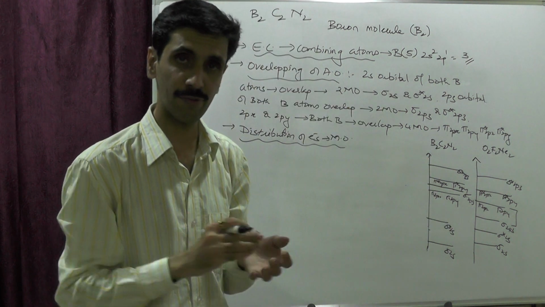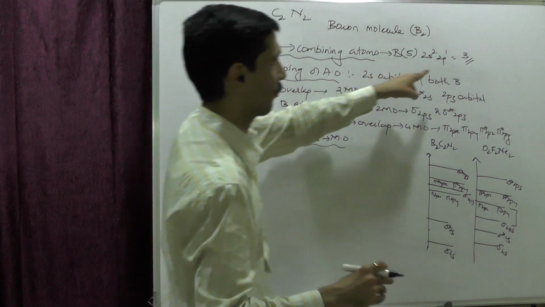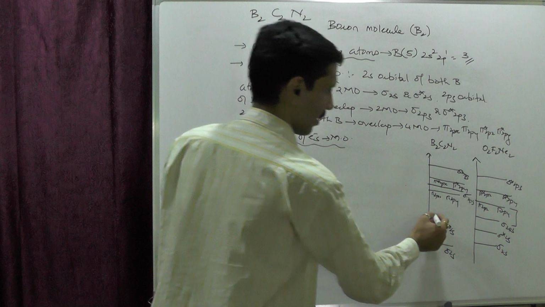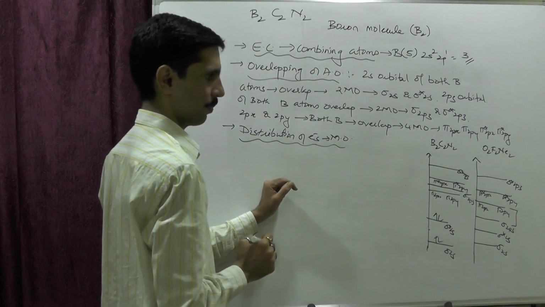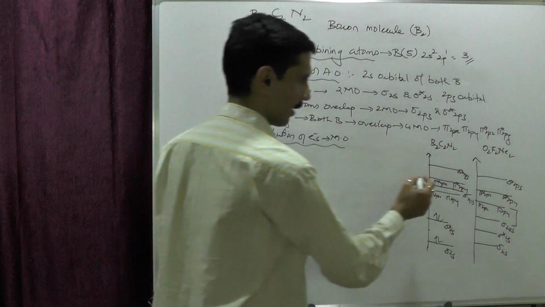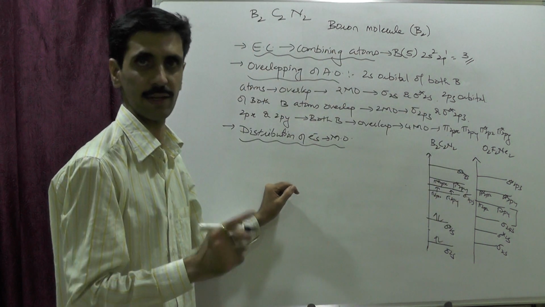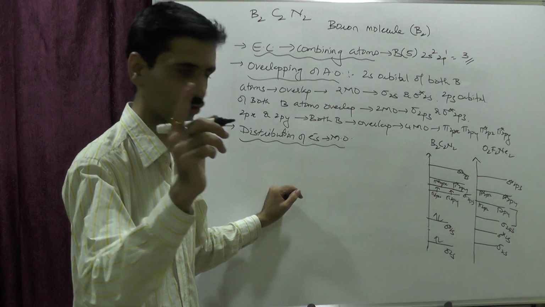So now I'll start filling up electrons. How many electrons I need to fill is 6. So first 2 electrons go in sigma 2s, the second 2 electrons go in sigma star 2s. Now the 5th electron will go in pi 2px, the 6th electron will go in pi 2py. You know why? Yes, it's because of Hund's rule.